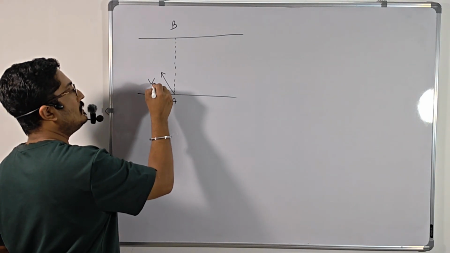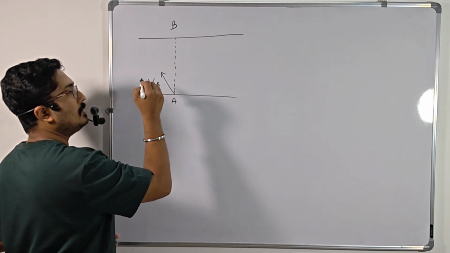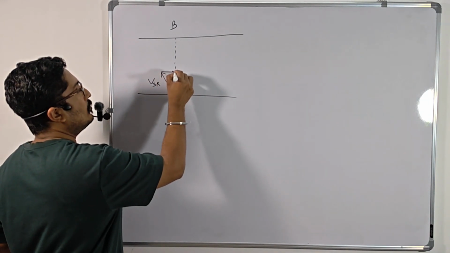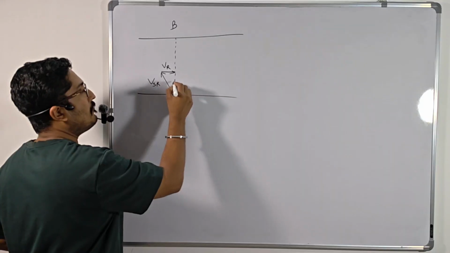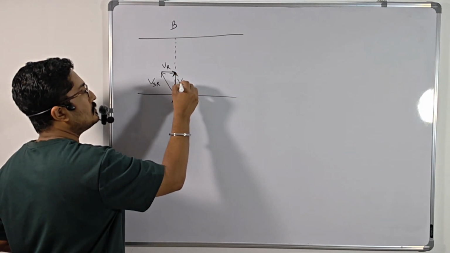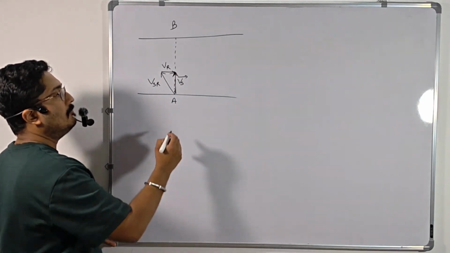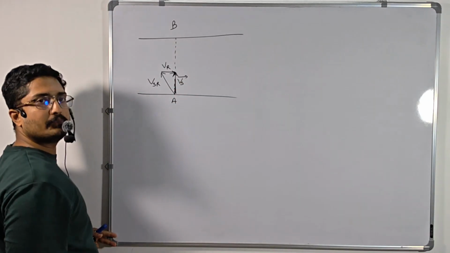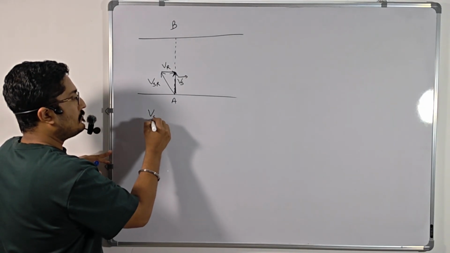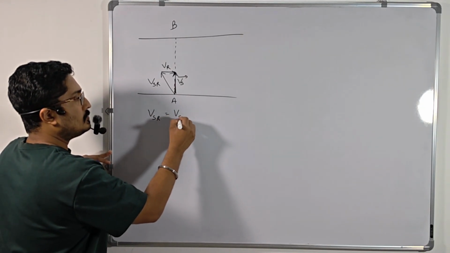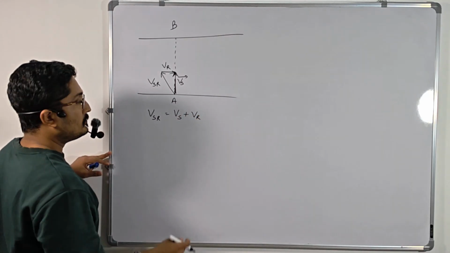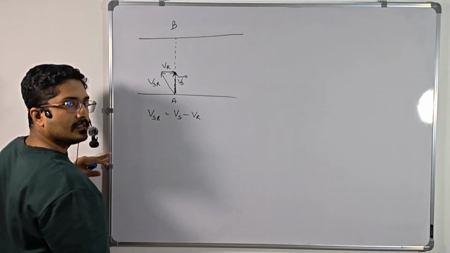So this is the velocity of the swimmer with respect to the river, swimmer 1, obviously. And then comes the river flow. So the velocity of the river comes, and finally the velocity of the swimmer with respect to ground will become like this straight line. So what will be my equation for this? Can I say velocity of swimmer with respect to river is nothing but swimmer velocity with respect to ground minus river velocity with respect to ground? It should be a minus.